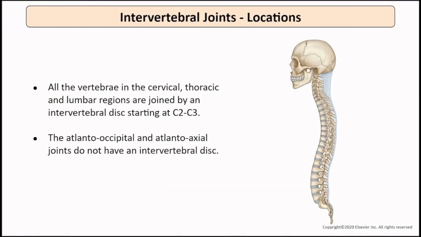All the vertebrae in the cervical, thoracic, and lumbar regions are joined by an intervertebral disc starting at the joint between C2 and C3. The atlanto-occipital and the atlanto-axial joints do not have an intervertebral disc.